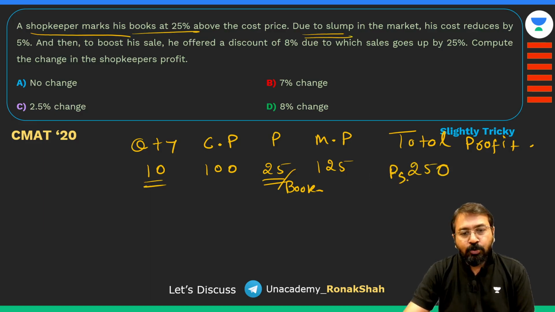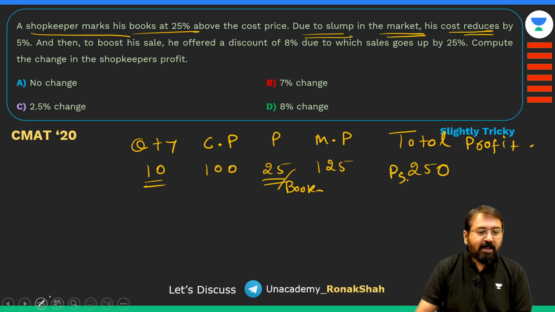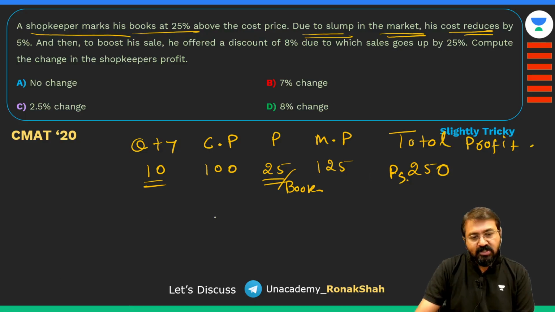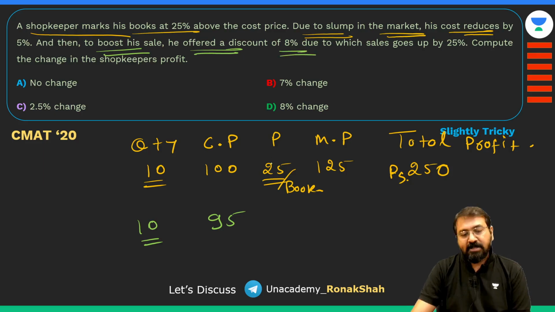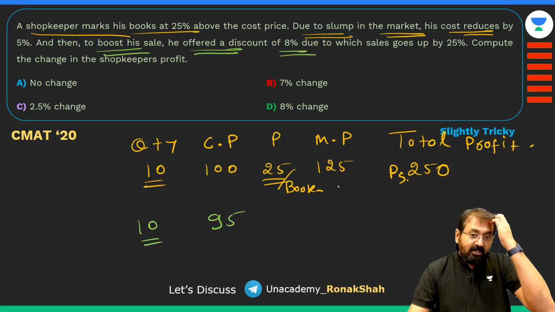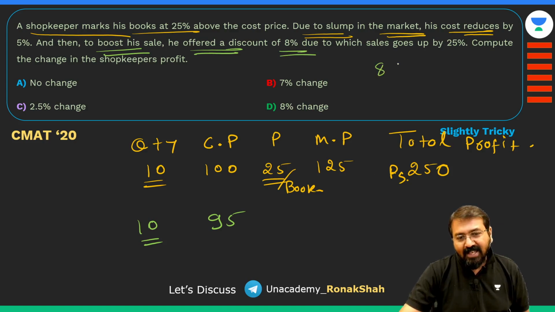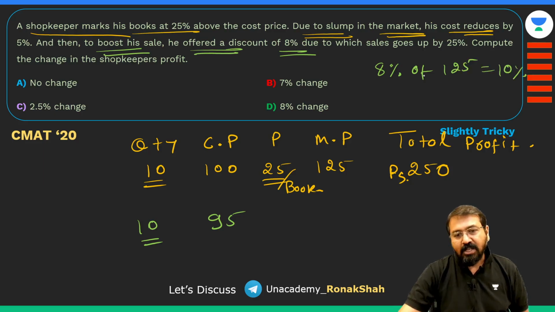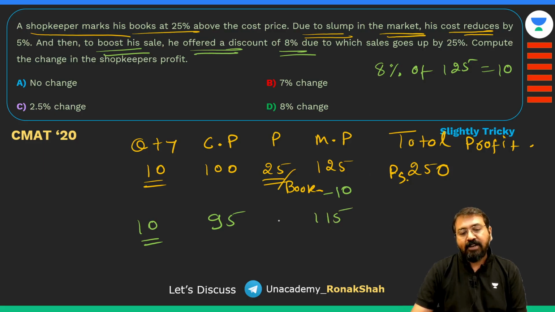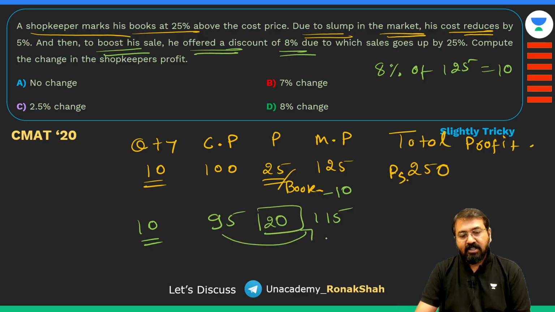Now due to a slump in the market, his cost reduced by 5%. So now his new cost is 95. The number of books is 10 only. To boost his sales, he offered a discount of 8%. Now what is 8% of 125? Can I say it's 10? Very easy. It is going to be 10 rupees. So now he's selling the books at 115 rupees. So what will be his profit? 95 to 115, 20 rupees profit, isn't that?